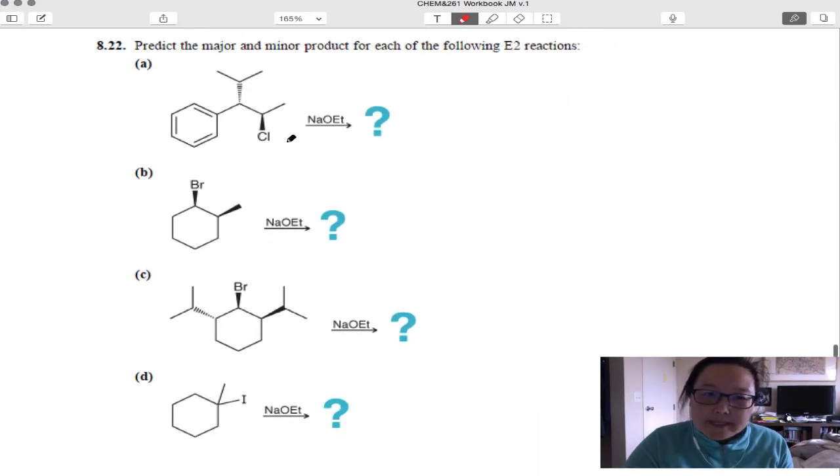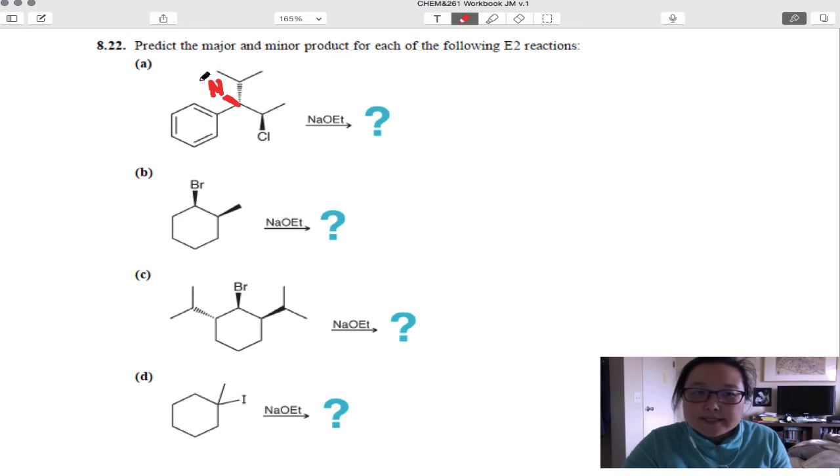All right, predict the major and minor product for each of these E2 reactions. Let's do the first one together. The key is looking at the beta hydrogens, and this is a small base. It's a strong base, which is E2, and it's small, so it's going to prefer to make Zaitsev product if possible. So what I need is to look at the beta hydrogens. So I'm going to put those in here.